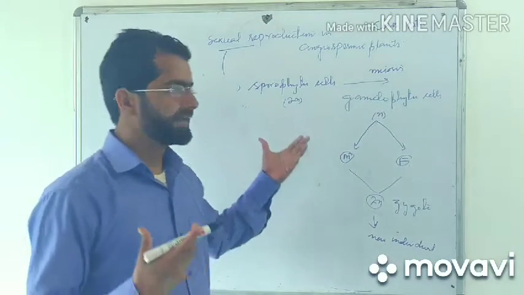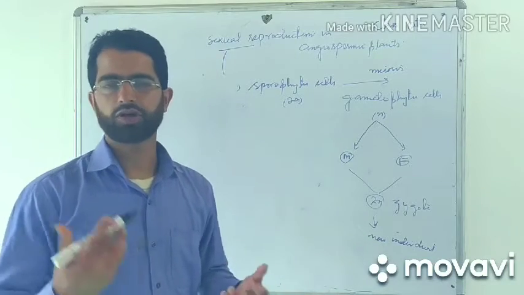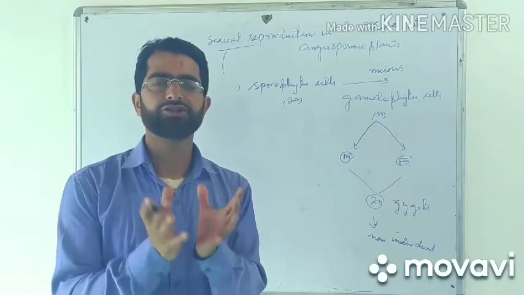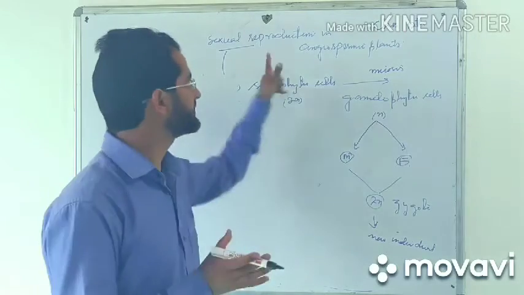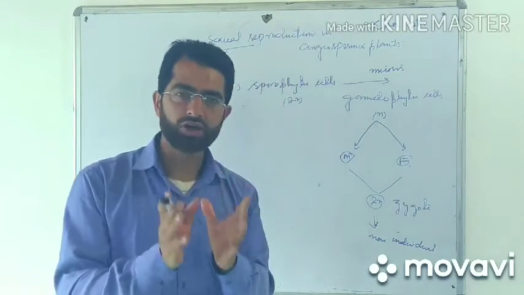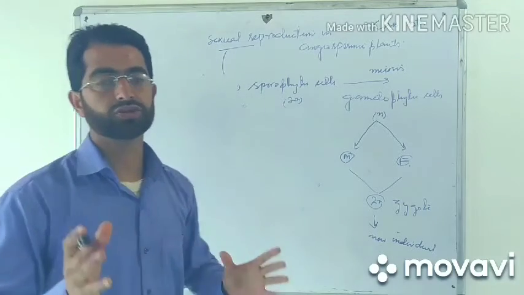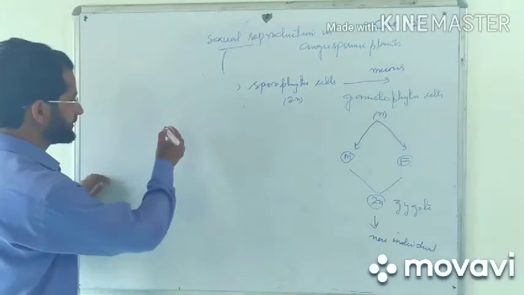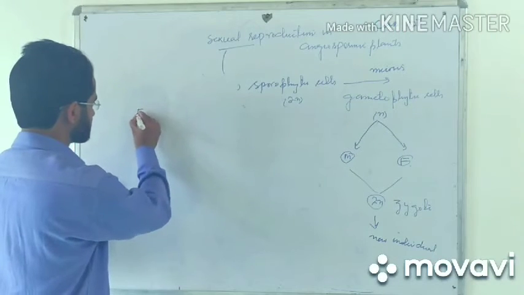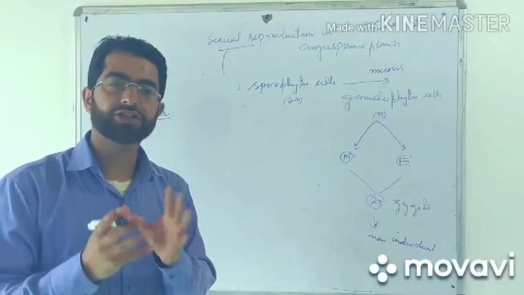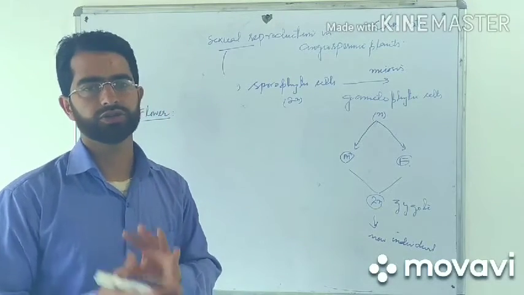Now you have an idea what sexual reproduction is. We are talking about angiospermic plants. In angiospermic plants, they have a special structure for the act of sexual reproduction. That organ which is involved in sexual reproduction in angiosperms is known as the flower. What is a flower? A flower is actually a dwarf modified shoot.